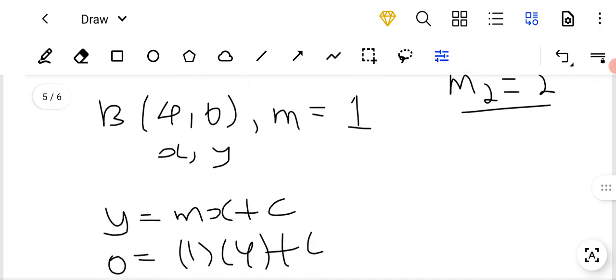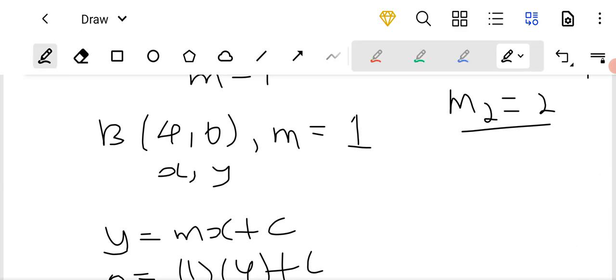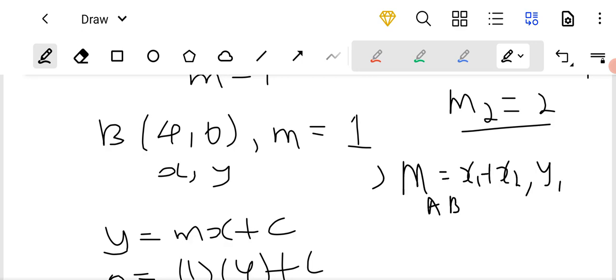Okay, that's the gradient we are going to use, because it gives the gradient of the perpendicular bisector. And then the midpoint of AB we also need to know. So the midpoint of AB is equal to (x1 plus x2) over 2, comma, (y1 plus y2) over 2. So that's supposed to be a 2. Yeah, divide by 2 there, divide by 2 there. Simple as that.